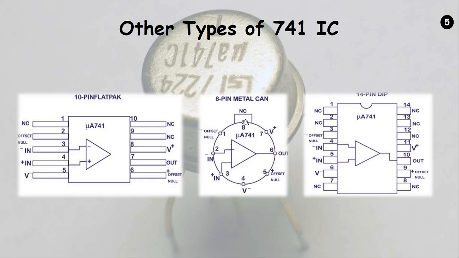Okay, and the notch over there is not connected. Then the 14 pin DIP package is also there, with the inverting and non-inverting inputs and minus V. The remaining pins are not connected. So this is the 14 pin DIP package.